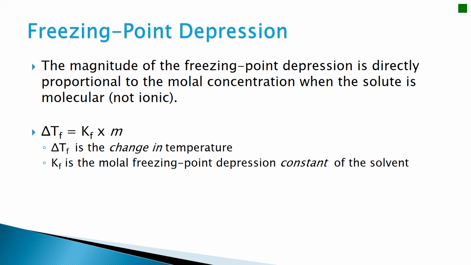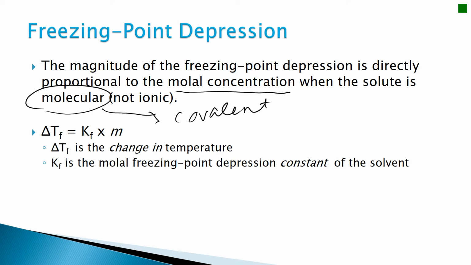All right, freezing point depression. The magnitude, meaning how much it's depressed, of the freezing point depression is directly proportional to the molal concentration when the solute is molecular. Okay, so right now we're going to learn this one, and then we're going to add on to it for ionic compounds. So molecular means that they are covalent. And remember, when they are in solution, they just give off one particle. No matter what, whether they're made up of 20 different atoms or 400, they'll only give off one particle.